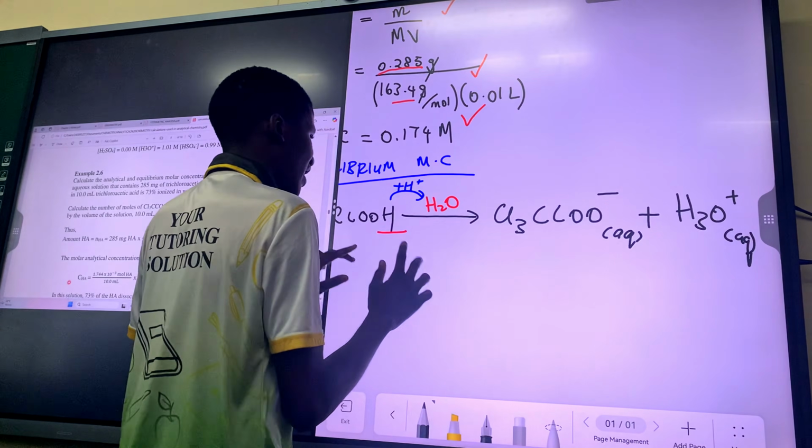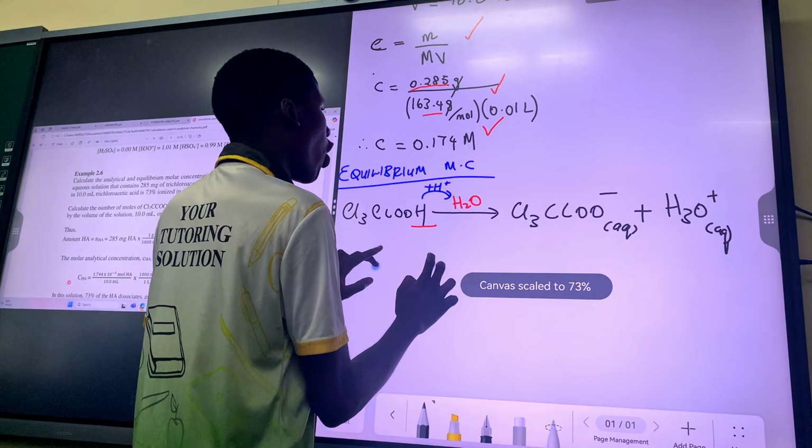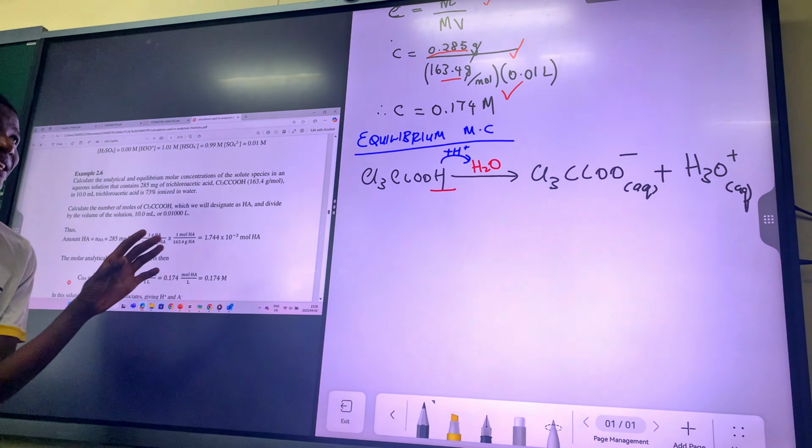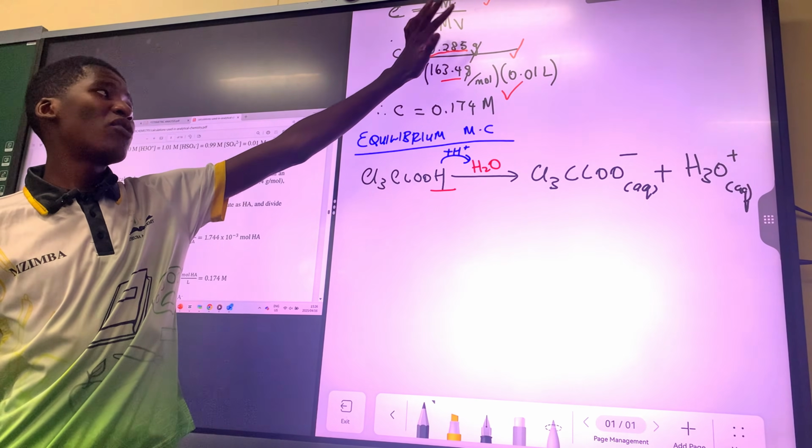Every ion must exist in aqueous solution. So why do you have to do this equation first? It is to express what the analytical molar concentration.